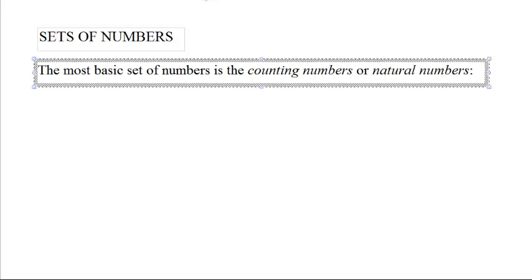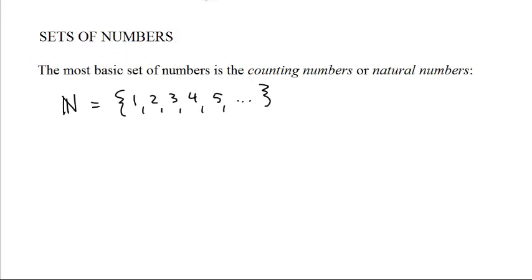Okay, I may have been a little bit misleading back when I said that sets are more important than numbers, because some of our favorite sets are sets of numbers. The most basic set of numbers is the counting numbers or the natural numbers. We use a fancy letter N to represent 1, 2, 3, 4, 5, and so on. It's an infinite set. It has an infinite number of numbers to it, which we'll talk about later.